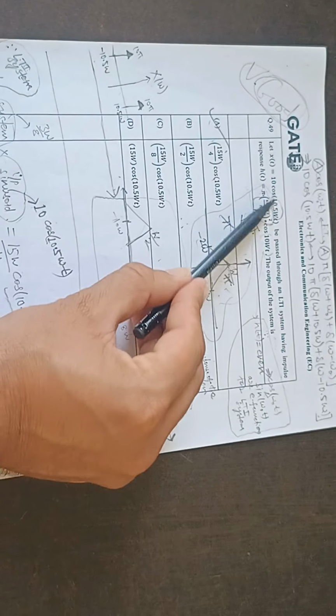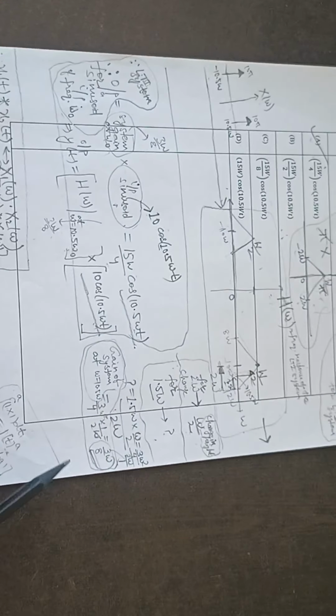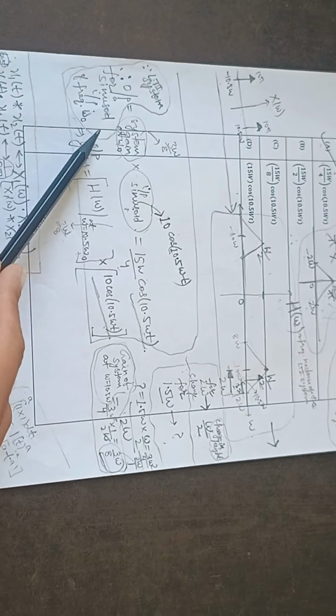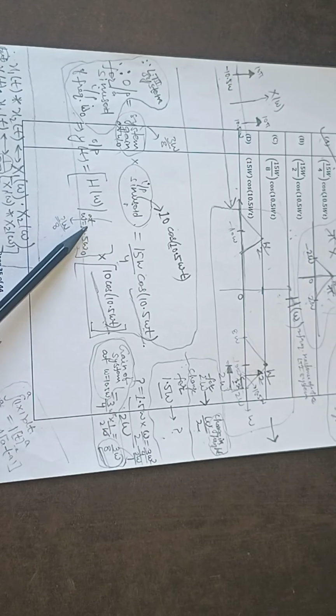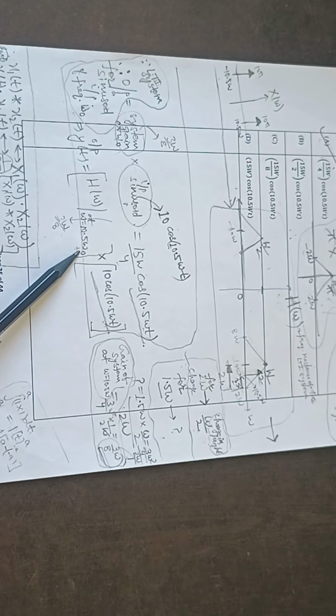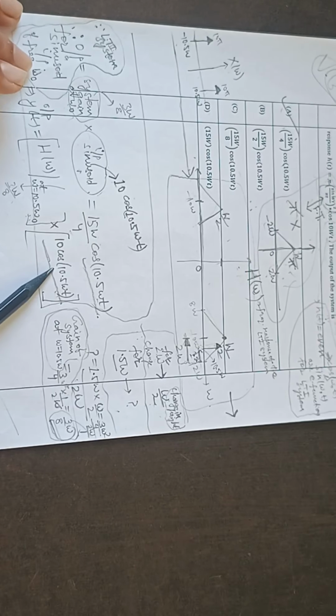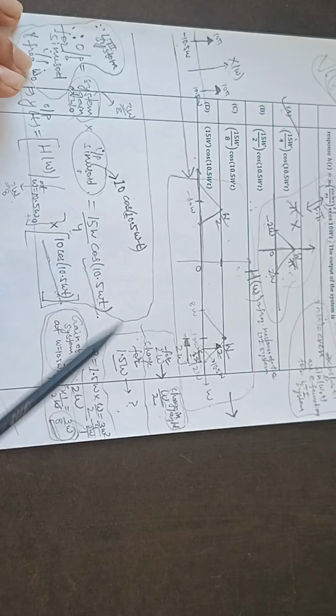So we need to take the frequency response of this first, then pass the input through it. The input is an impulse, so it will sample this value, which is 3 omega by 8, and then I have used the LTI system fact that the output for a sinusoidal input is equal to the system gain at omega naught, which is H(omega) at omega equal to 10.5 omega naught, because the frequency of the input signal is 10.5 omega, into the original input, which is 10 cos 10.5 omega. When you multiply it, I get the answer.